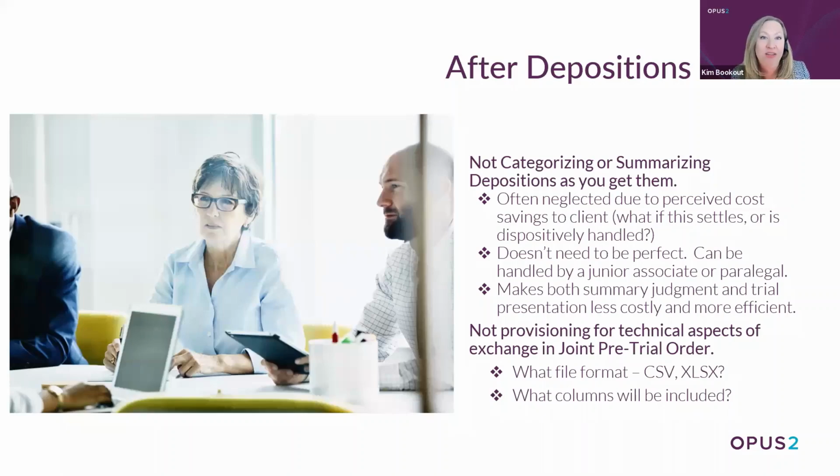So when you make an exchange, what's that going to look like? Is it going to be a CSV file? Is it going to be an Excel? Are you intending to just exchange PDFs with page line references? What columns are going to be included?